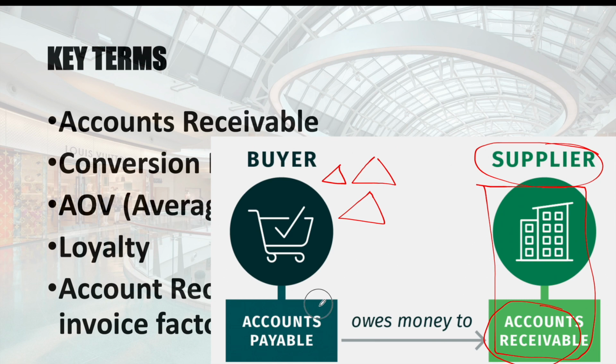This supplier is going to receive this money, that's why it is called accounts receivable. And for the buyer, it has to pay this money, so it will be accounts payable. Please note that this is basically an asset for the supplier. The supplier will be receiving this money, so in his balance sheet accounts receivable is an asset. Vis-a-vis for the buyer, it is a liability because it owes this money and it has to pay this money. So that's what is accounts receivable.